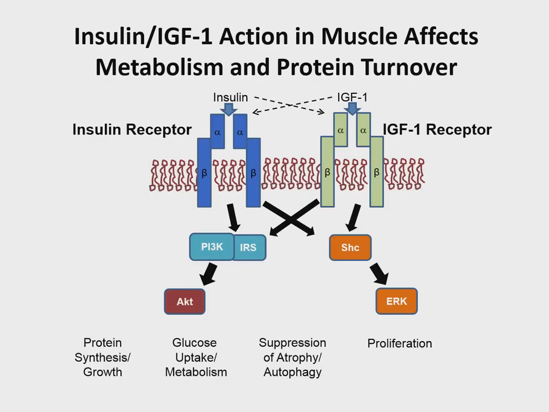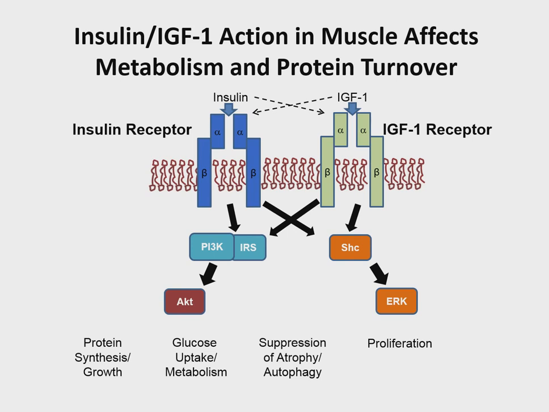So here I'm introducing the canonical insulin and IGF signaling pathways. Actually, both ligands interact with highly homologous tyrosine kinase receptors, and they end up activating the same intracellular signaling cascades. The two primary ones I'm showing here are the PI3 kinase AKT pathway and the MAP kinase ERK pathway. These affect multiple downstream cellular actions, including protein synthesis and growth, glucose uptake and metabolism, suppression of atrophy and autophagy, specifically in muscle, and also proliferation in other tissues.